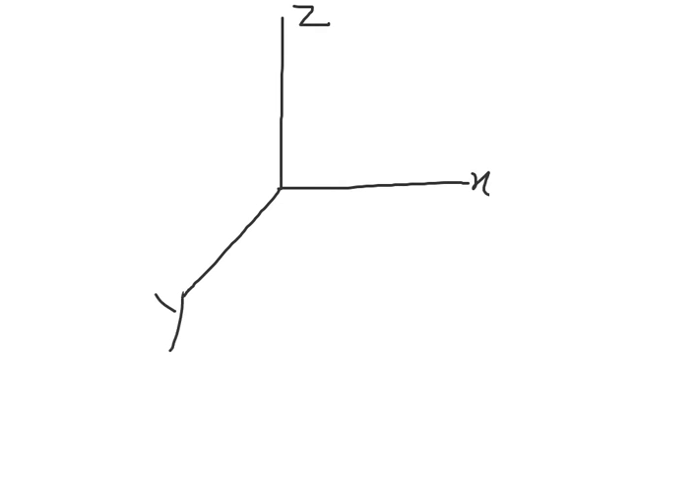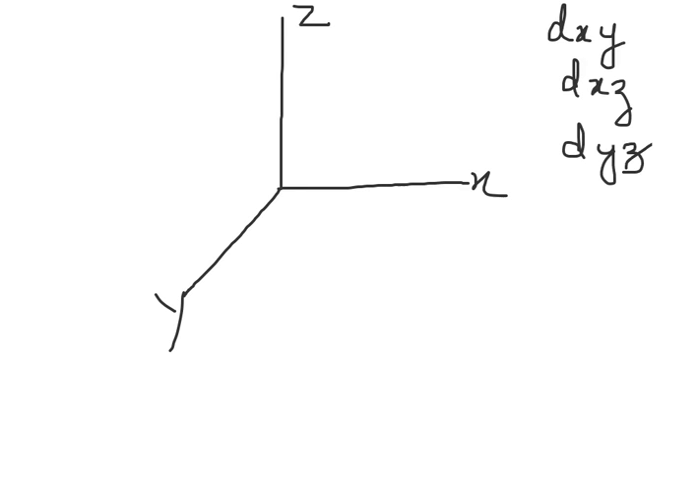This we will consider as z, this we will consider as x, and this we will consider as y. So this is the z axis, this is the x axis, and this is the y axis. Now, the d orbitals that are 5 in number are written as dxy, dxz, dyz. Then they are written as dx square minus y square, and dz square.